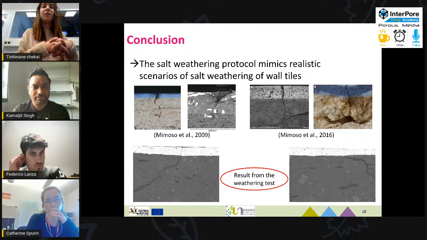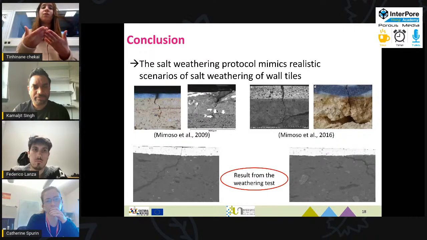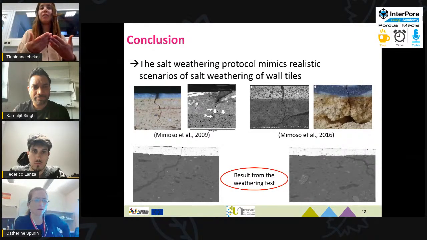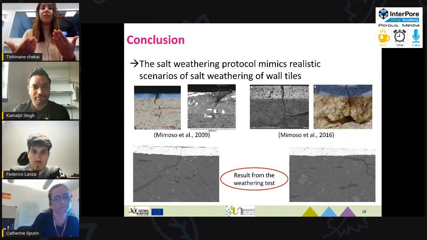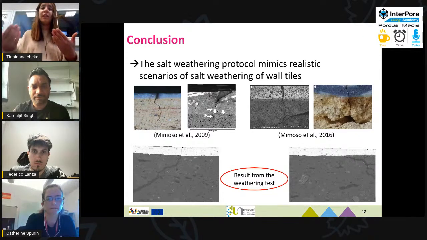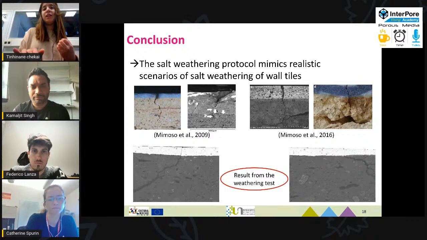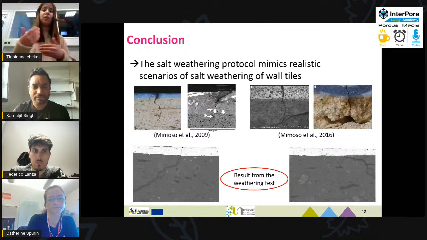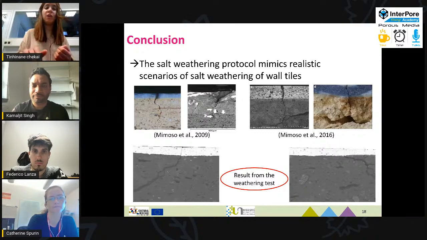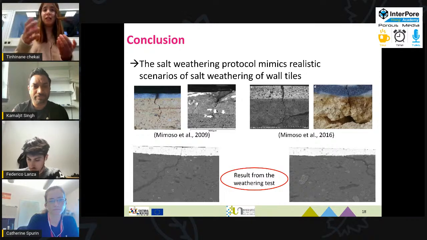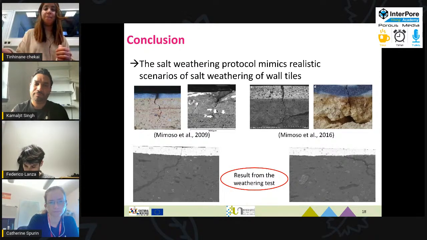To conclude, this salt weathering that we have conducted actually mimics realistic scenarios of salt weathering that really happen. For example, here in the literature, we have these damaged tiles, which are real damage, and comparing it to our images of the damage that we got from the weathering protocol, we can see that it is in a similar pattern.